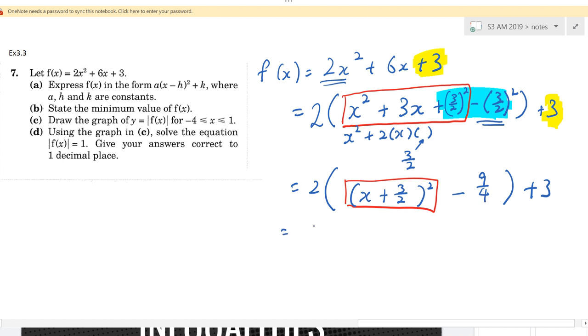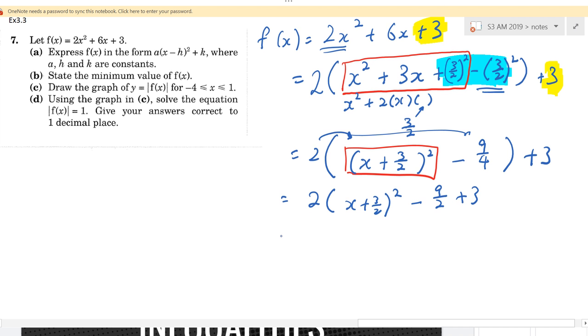Now you can do the expansion. 2 bracket x plus 3 over 2 squared. Expand again, minus 9 over 2 plus 3. Last step, I need to combine these two together. Next. Use your calculator, tell me what is the answer. The behind lor, minus 9 over 2 plus 3. What do you get?